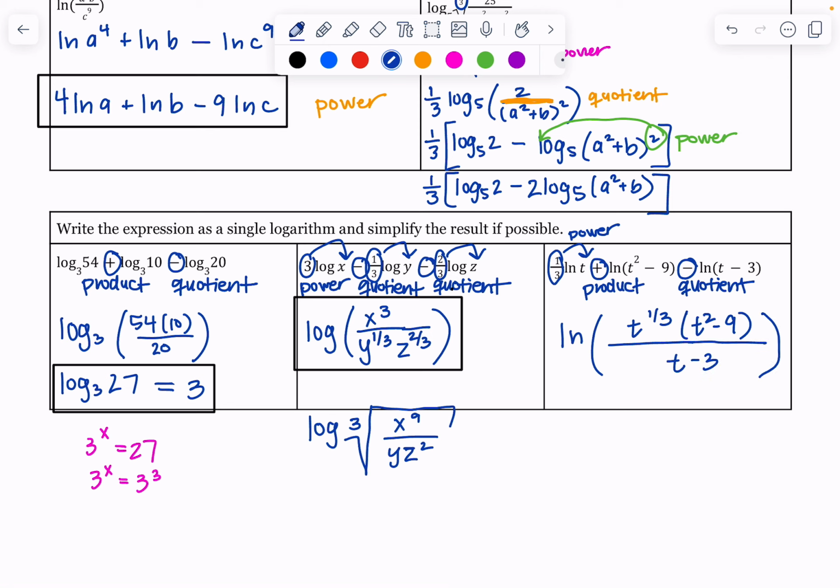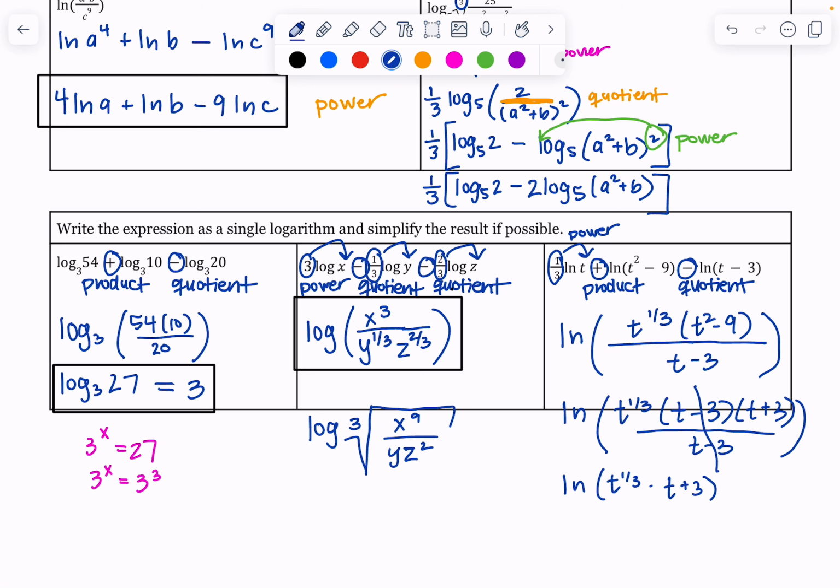It does say simplify if possible, so I think it's going to make you keep going. And in the numerator, we keep that t to the 1/3, but we can break out t minus 3, t plus 3 if we factor. Okay, and when we do that, these t minus 3's cancel. So we're left with t to the 1/3 times t plus 3.